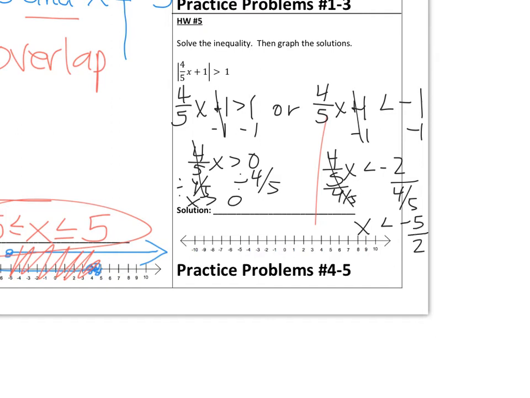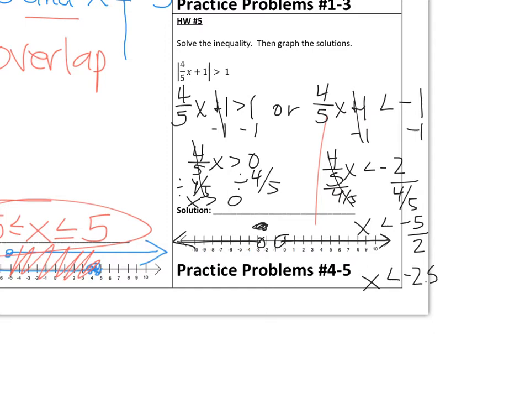So now we need to graph those. So these are going to be open circles. And remember, on ORs, you want to graph them over top of each other. So we've got greater than 0, so open circle around 0 going to the right. Less than -5 over 2. -5 over 2, when you divide that, is -2.5. So I know it's between -2 and -3. So it's right here and then to the left. So these have a gap between -2.5 and 0.